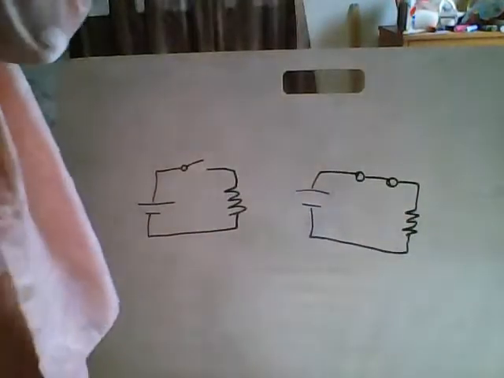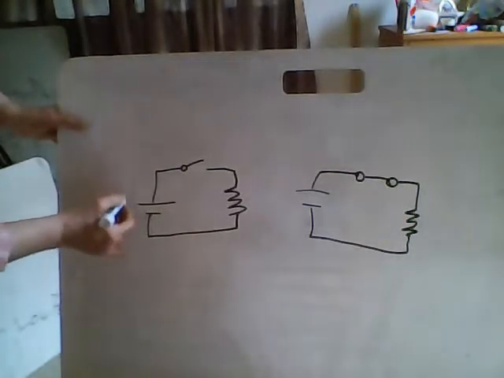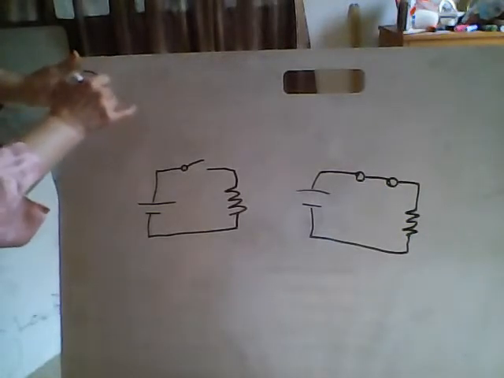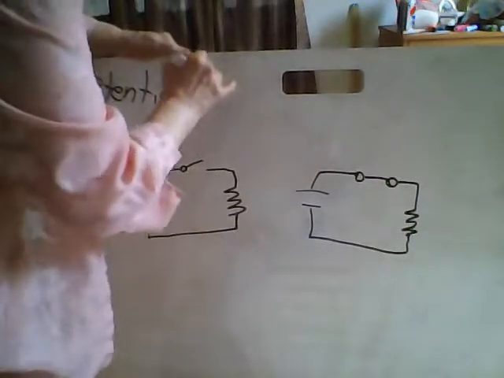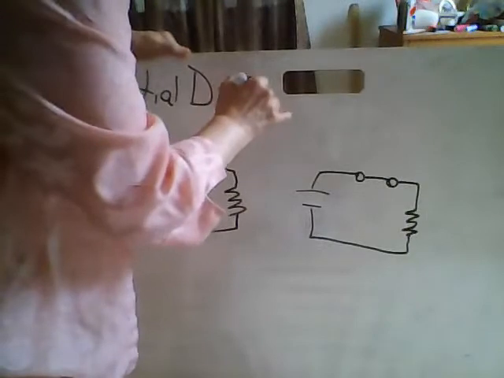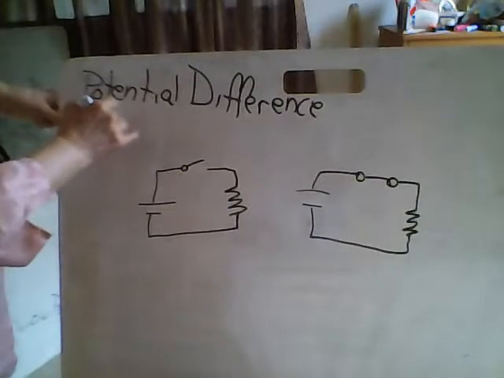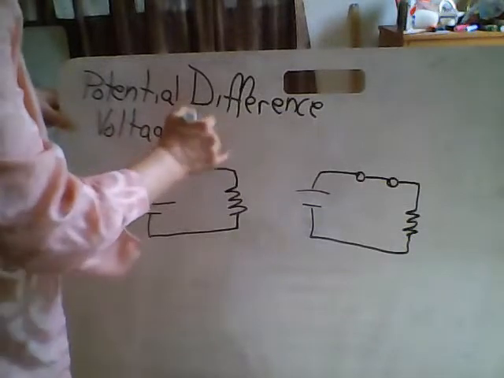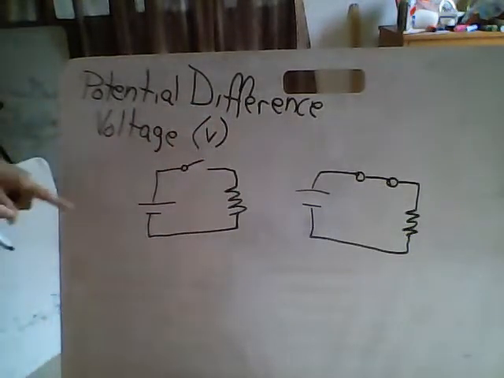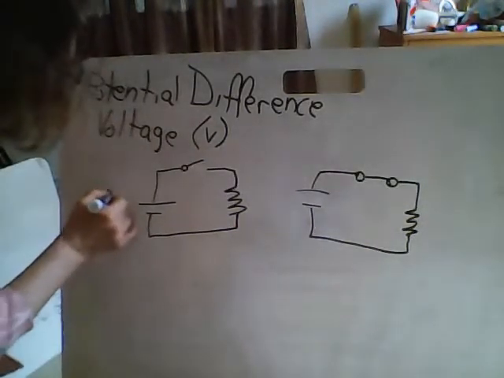So let's go ahead and give some units and some labels to some of these things that we have happening here. So potential difference is our voltage. And the units of voltage are volts. So I'm going to put that in parentheses. All right, potential difference, voltage, V. Let's say that we have 9 volts here.